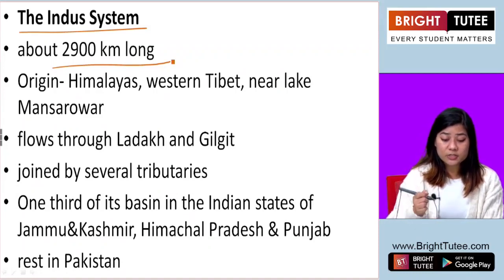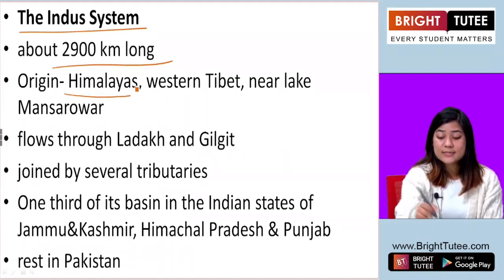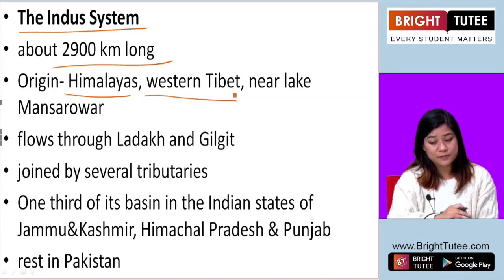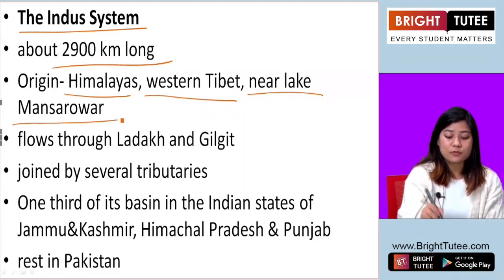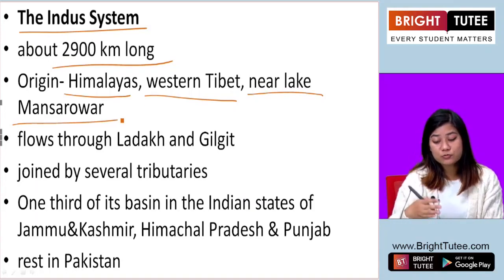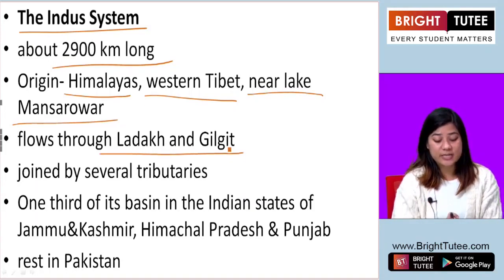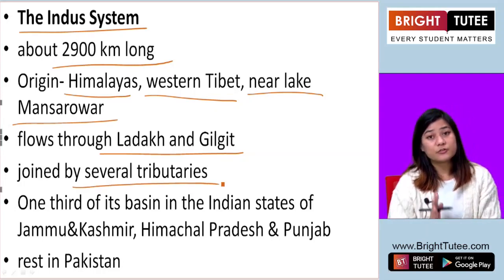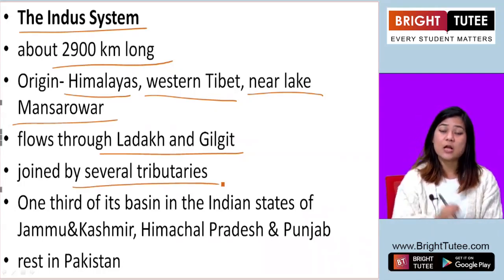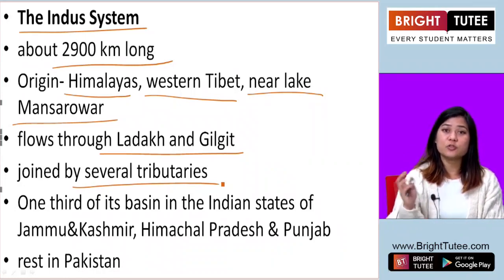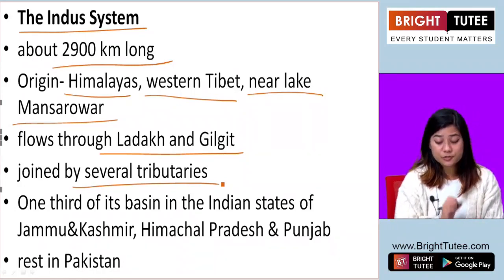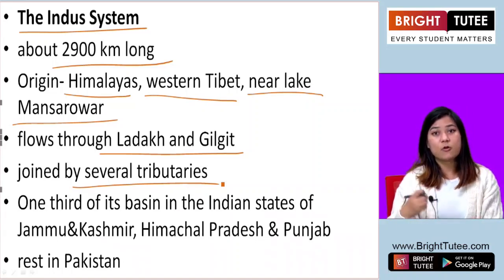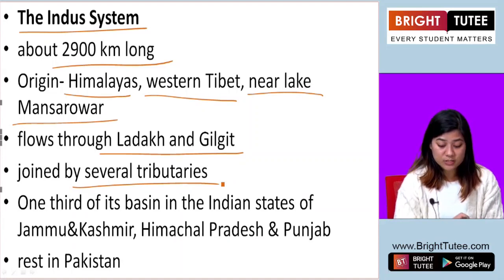It originates in the Himalayas in the western part of Tibet near Lake Mansarovar, and it flows through Ladakh and Gilgit area in Jammu and Kashmir. As it flows, it is joined by several tributaries. We know what tributaries are: those smaller streams which join the main river are called tributaries. So this Indus river also is joined by many tributaries. Some of them are extremely important.